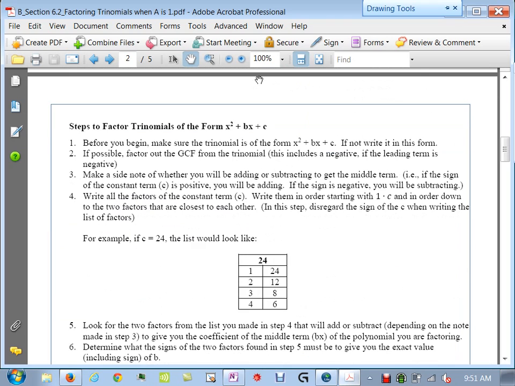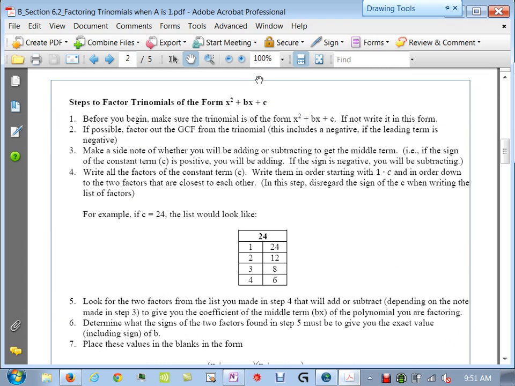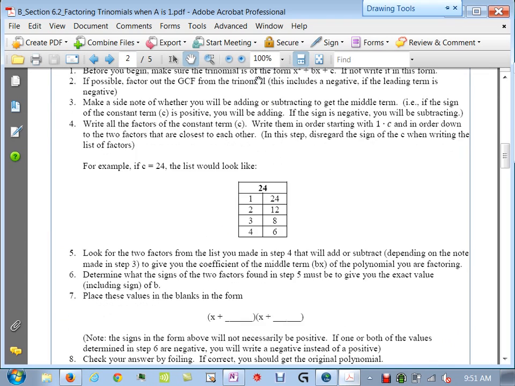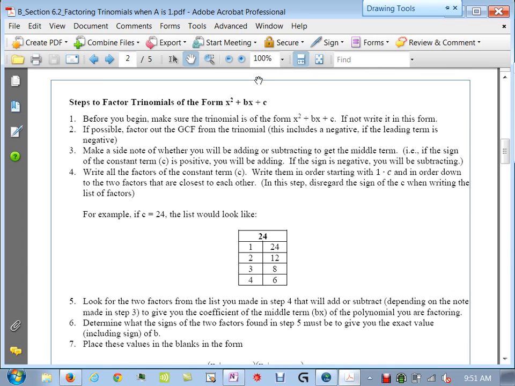Here are the steps. It looks pretty ominous, doesn't it? Before you begin, make sure that you have a trinomial in the form x squared plus bx plus c. If not, write it in this form. If possible, factor out a GCF from the trinomial. Well, we've already talked about GCF, right? We always want to pull a GCF out.